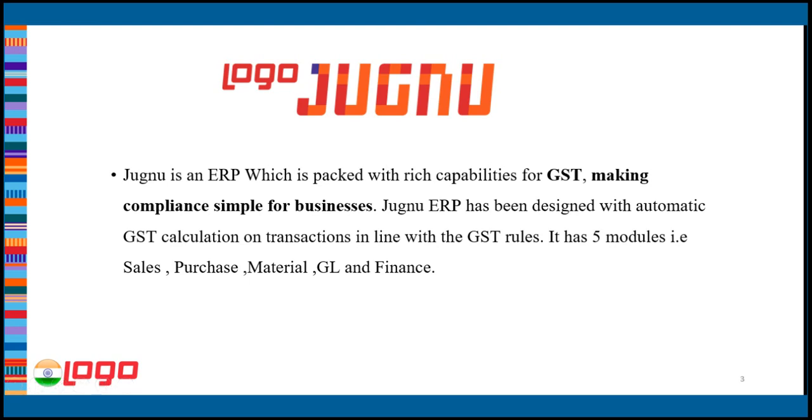Jugnu is an ERP which is packed with rich capabilities for GST, making compliance simple for businesses. Jugnu ERP has been designed with automatic GST calculation on transactions in line with the GST rules. It has 5 modules, which are sales, purchase, material, GL and finance.